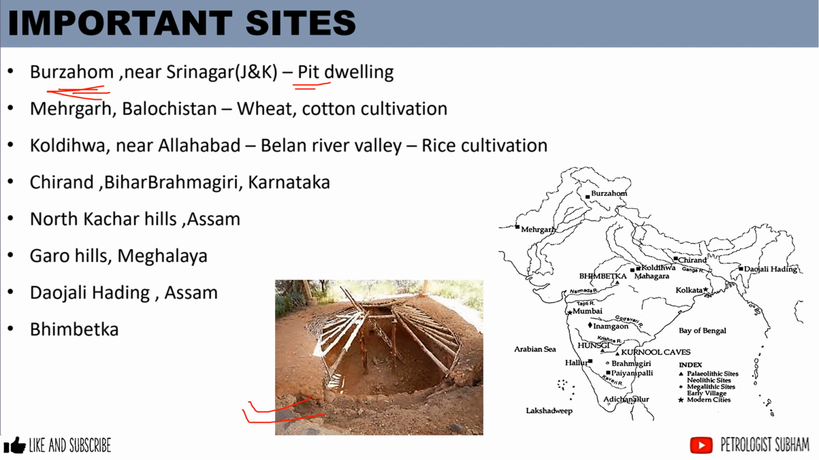So people used to build underground pits, and above that they used to cover it with mud or hay and bush stacks, so that inside they can stay warm during the harsh cold winter in Jammu and Kashmir. So this was known as pit dwelling: people used to build pits below and live there.